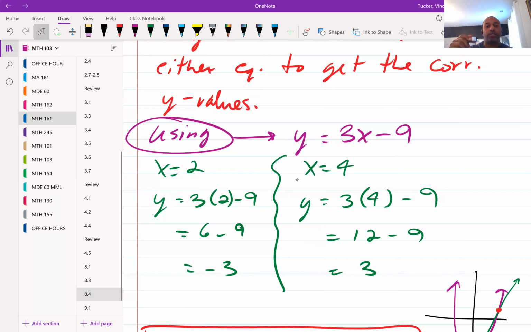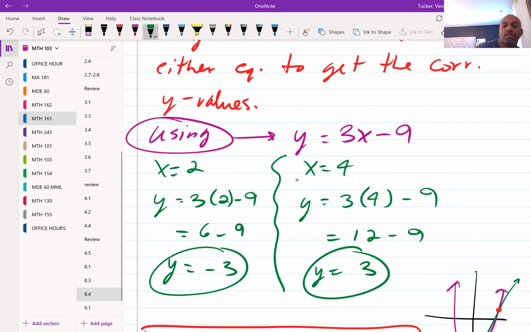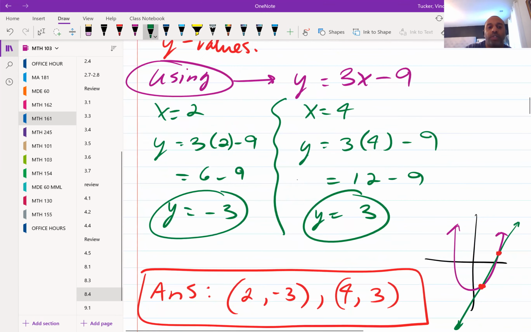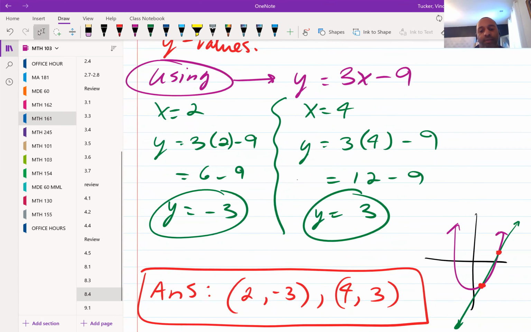And I plugged in 2. 3 times 2 is 6, 6 minus 9 is negative 3. Plug in 4. 3 times 4 is 12, 12 minus 9 is positive 3. All right. So when x is 2, y is negative 3, and when x is 4, y is positive 3. So those are our ordered pairs.